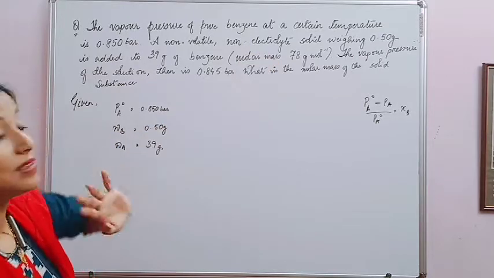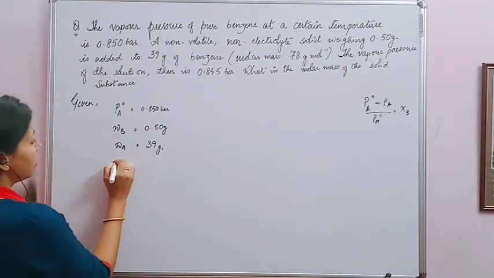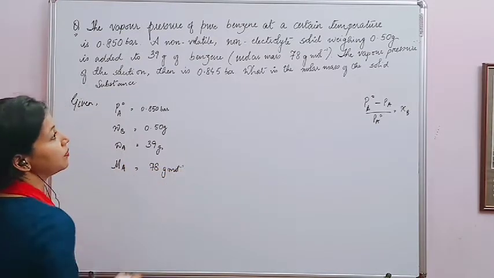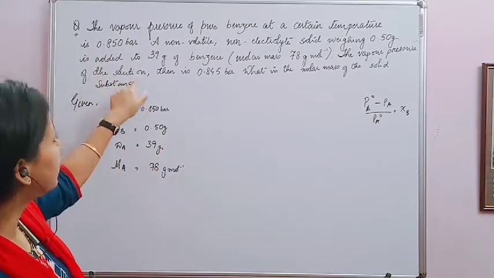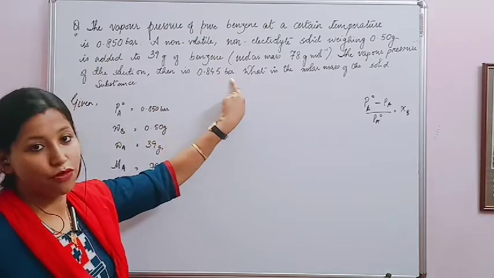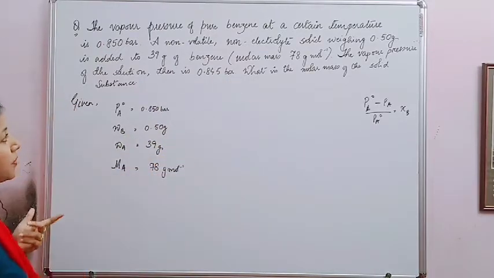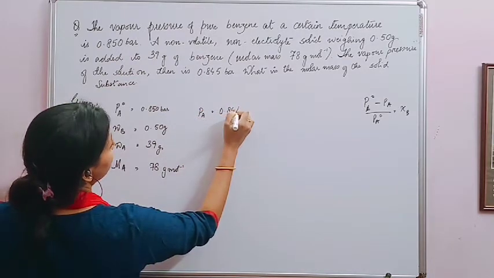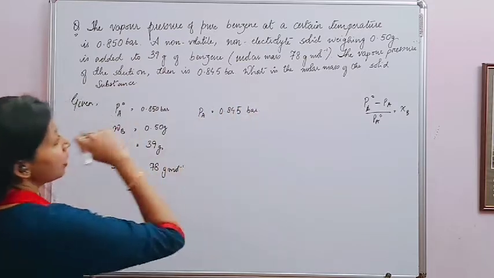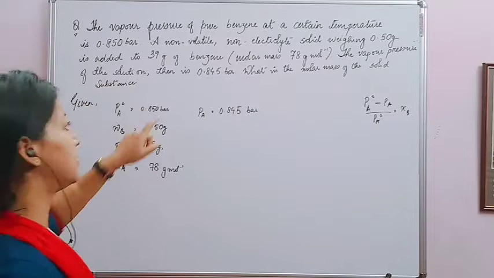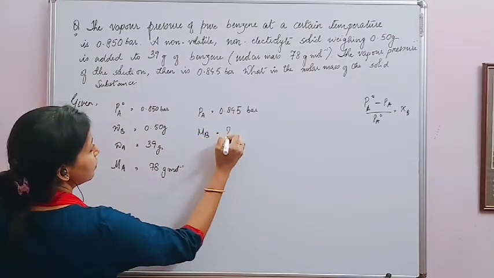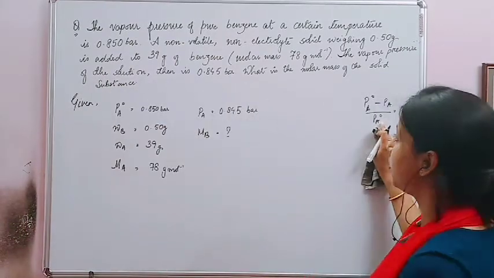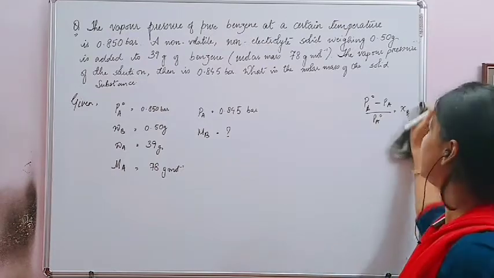Molar mass of benzene is 78. This information is given in the question. So Ma is equal to 78 gram per mole. The vapor pressure of the solution then is 0.845 bar. That means after preparation of the solution, the vapor pressure of the solution goes to 0.845 bar. What is the molar mass of the solid substance? That means in your question they have asked you to find Mb. Now, this is our formula. We'll use this formula to calculate Mb.